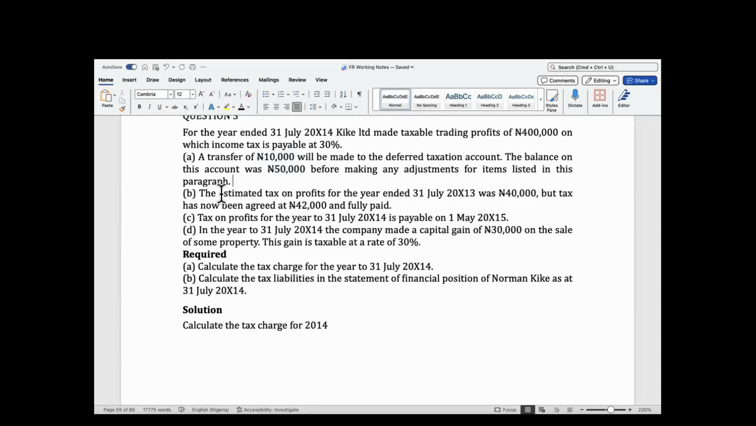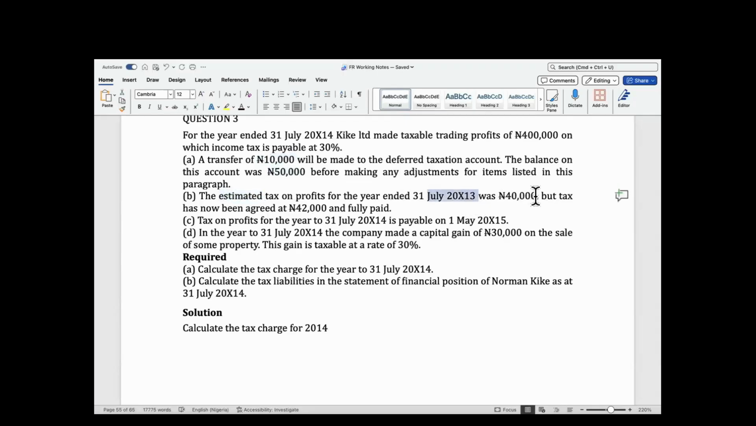Aside from that, we were told that the estimated tax for last year was 40,000, but we agreed 42,000 with the tax authority and fully paid. In fact, if they don't tell you that it's fully paid, you should assume that it's fully paid. As soon as they give you a demand notice, you pay instantly because penalty interest will be accruing. The best you can do is to write to the tax authority that you want to pay the principal, then pay the interest and penalty later, or you can apply for a waiver, but the principal you pay immediately. Number 3, tax on profit for 2014 you're supposed to pay next year. Yes, that's how it happens.